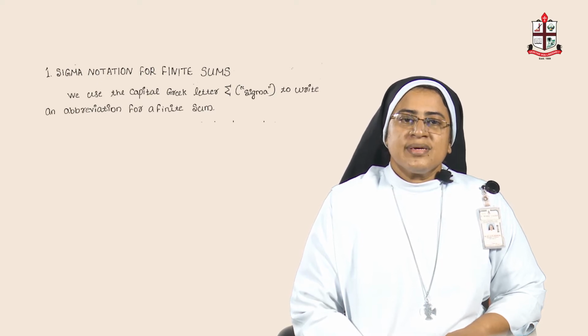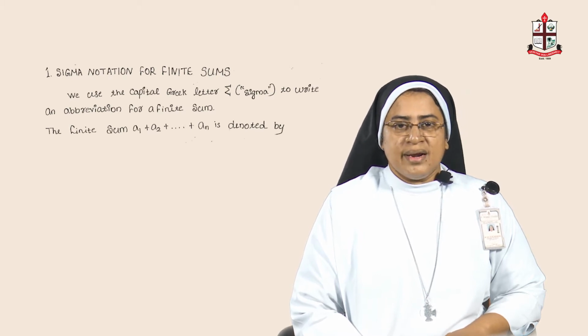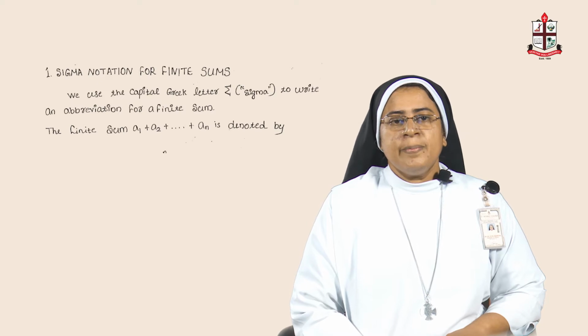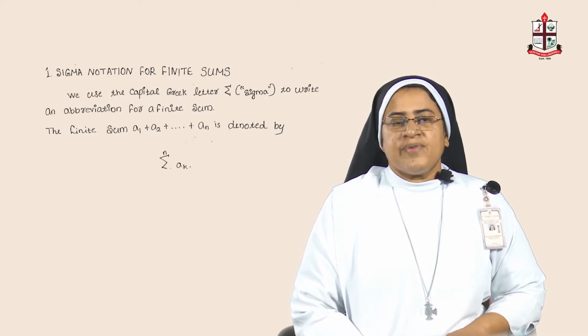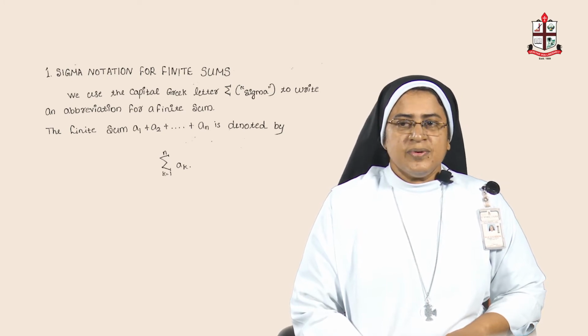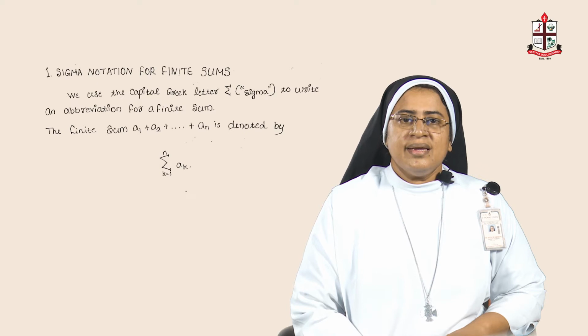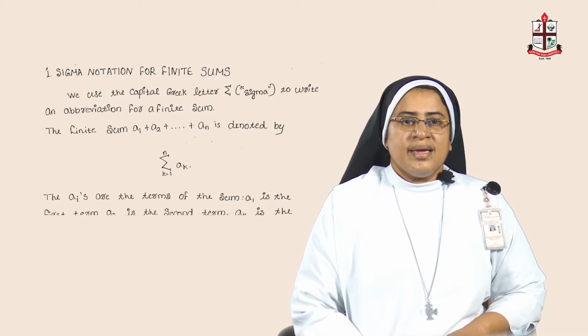We use the capital Greek letter sigma, which is written as SIGMA in English, to write an abbreviation for a finite sum. What do you mean by a finite sum? Finite sum A1 plus A2 plus etc. plus An is denoted by sigma k equals 1 to n ak.